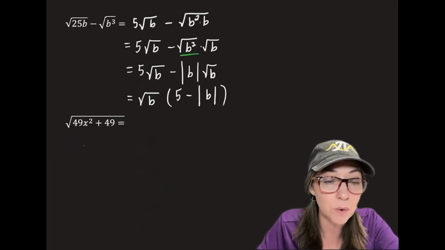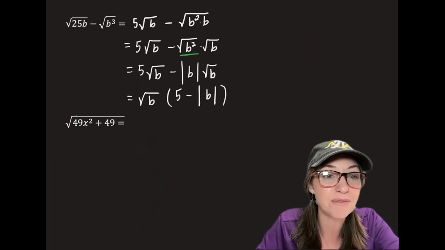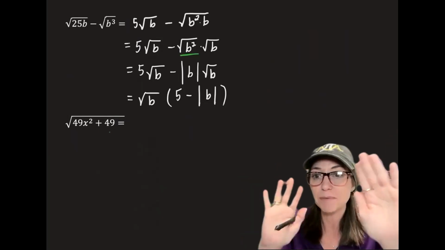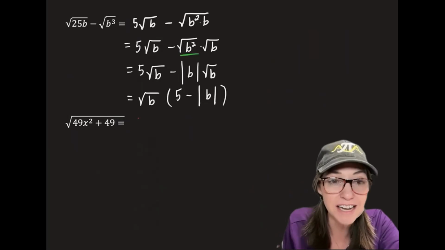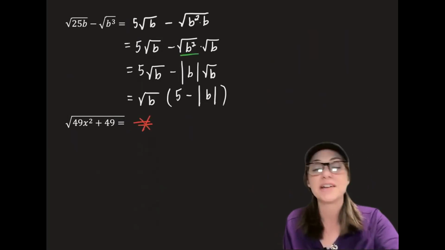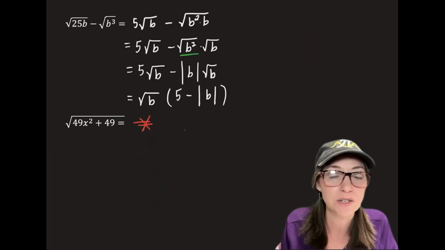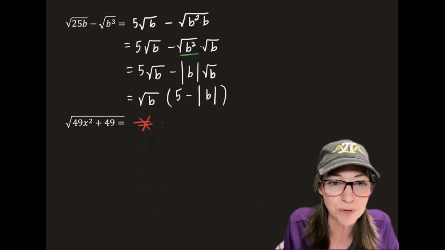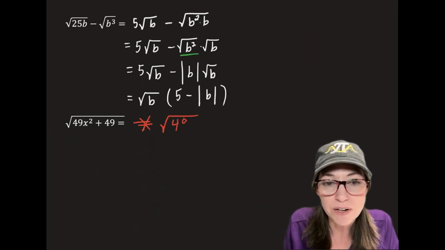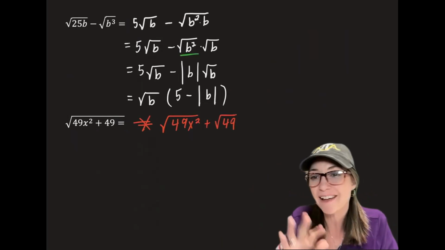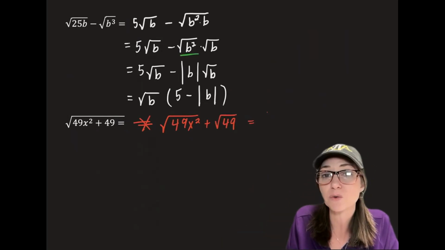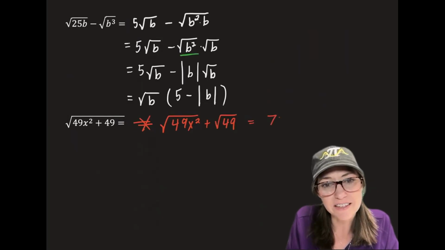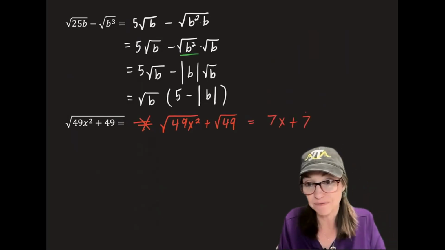And last in this video, we're going to look at square root of 49x squared plus 49. Let me pause right before you try something and break the rules, right? That is not equal to, do not do this. You cannot split the square root of a sum into a sum of 2 square roots. That is not equal to the square root of 49x squared plus the square root of 49. Because a lot of people say, hey, square root of 49 is 7, and square root of x squared is just x. They'd say that's 7x plus 7. That is completely wrong. Nope.